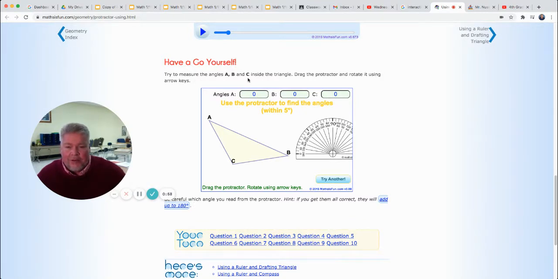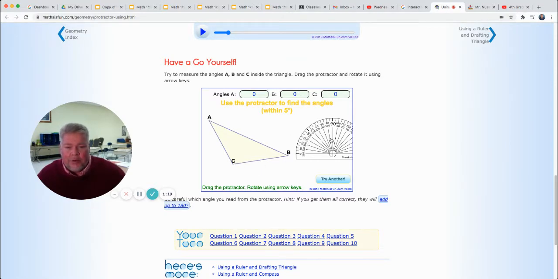Now remember, angles are named by their vertices, the corners, okay? So this is angle A, angle B, angle C. We could also call this angle BAC. Make sure the vertex is in the center if you use all three. But this just has it simple for us. This is angle A, this is angle B, and this is angle C.